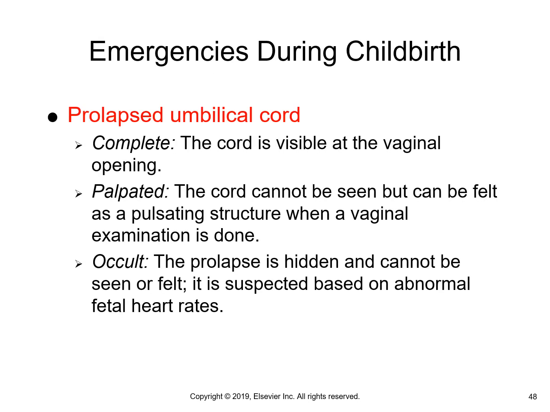Okay. Some emergencies that could happen during childbirth. One is prolapse umbilical cord, and the picture is actually on page 203 if you want to see it. So there are different types of prolapse umbilical cord. You have the complete, you have the palpated, and you have the occult.